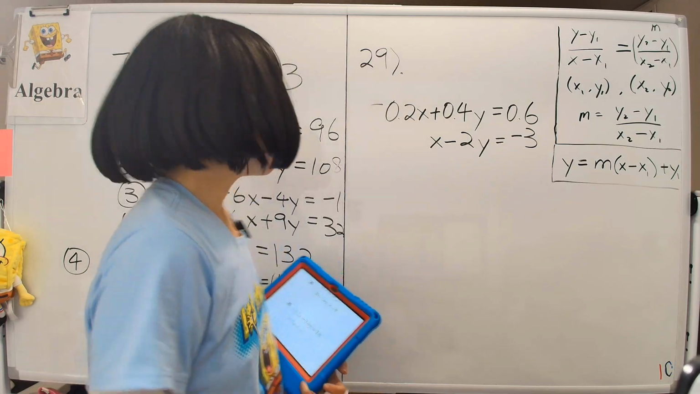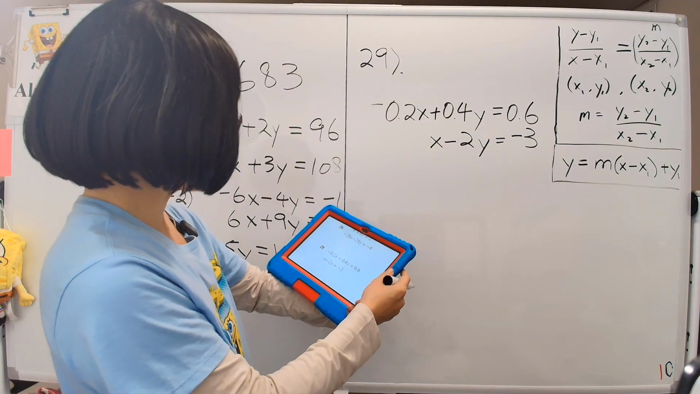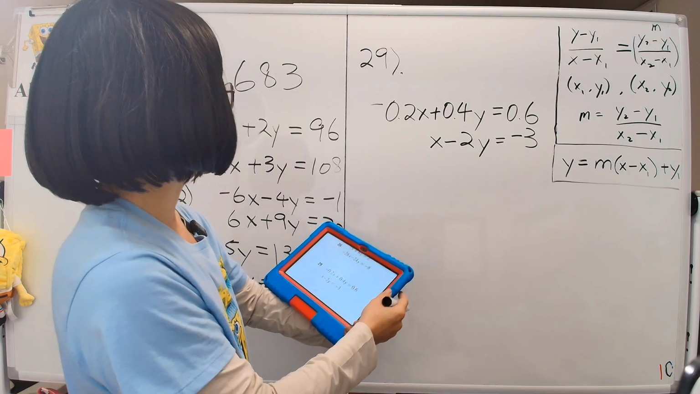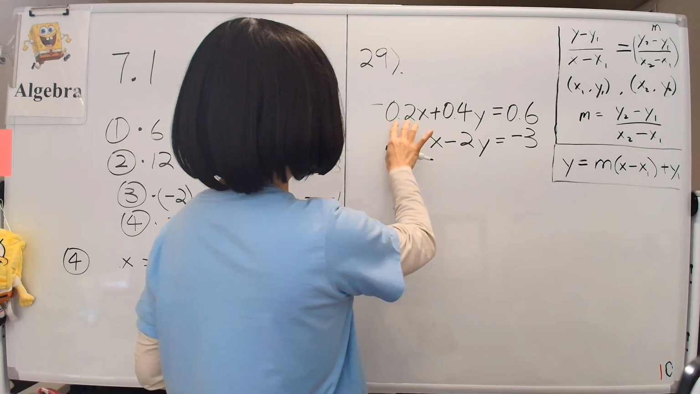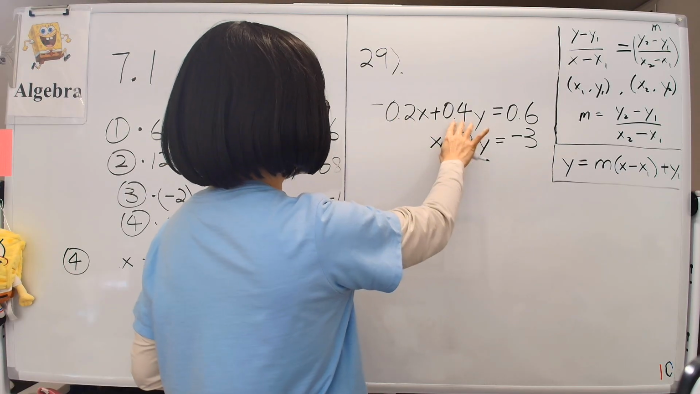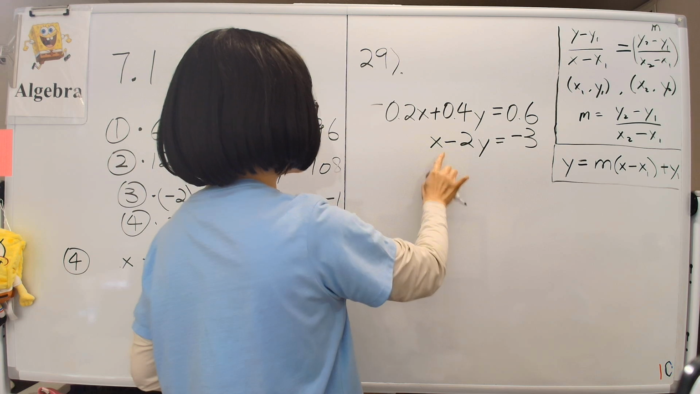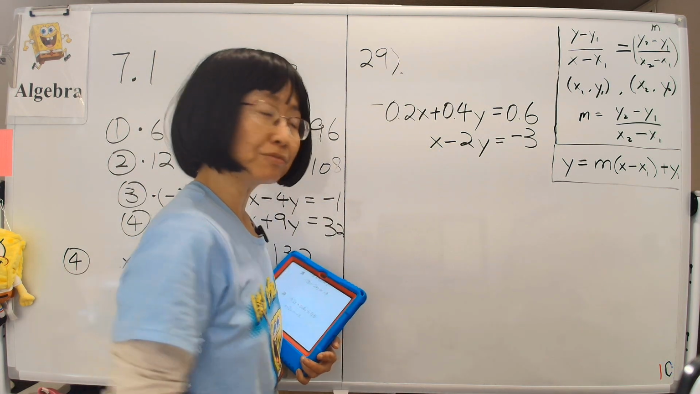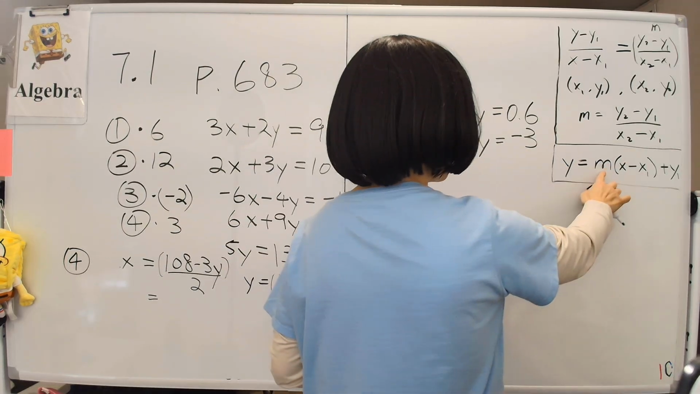So here's problem 29, which says minus 0.2x plus 0.4y equals 0.6, and x minus 2y equals negative 3. Now you notice that this goes from 0.2 to 0.4. It's a doubling situation, but with different signs. This goes from 1 to 2, and it's also a doubling situation with different signs. You know what that means? It means that the numbers here are proportional.